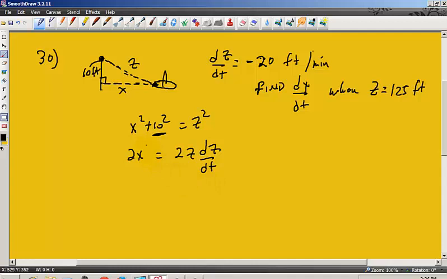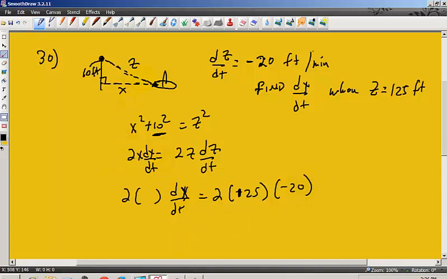Oh, I have a dx/dt also. Don't lose that. I'm finding dx/dt. So I have a 2. I don't have anything for x. dx/dt, I'm finding that. And I have a 2 times z, which is 125. And then dz/dt, which is 20. I'm home free if I can find out what that x is.